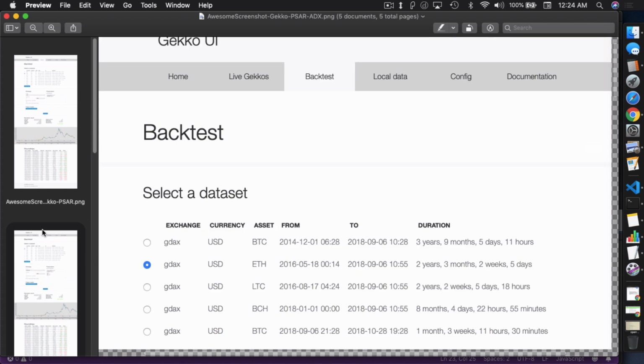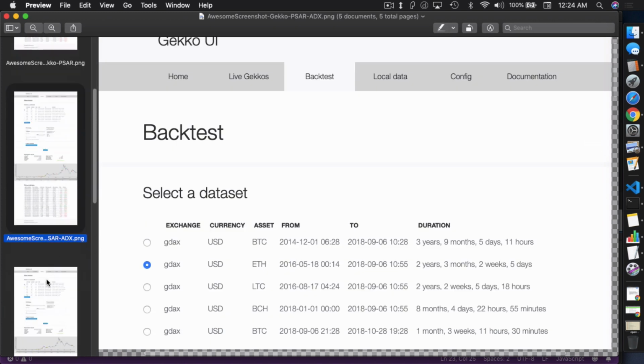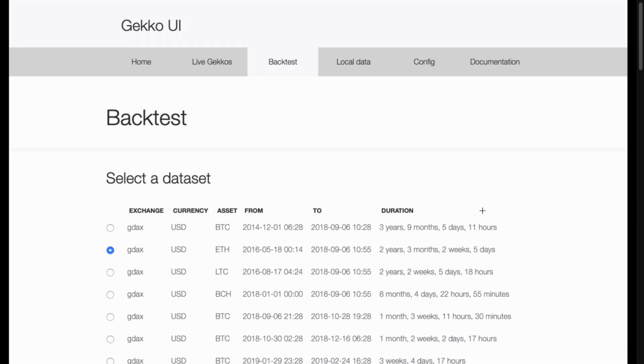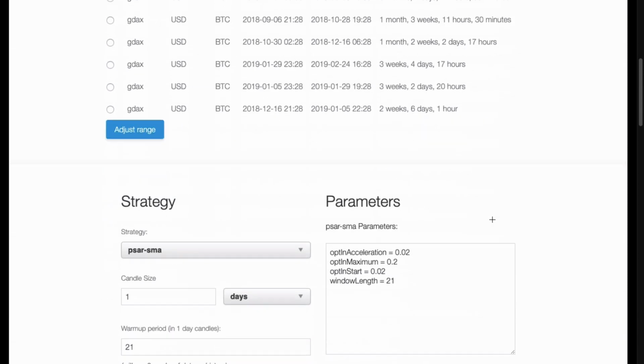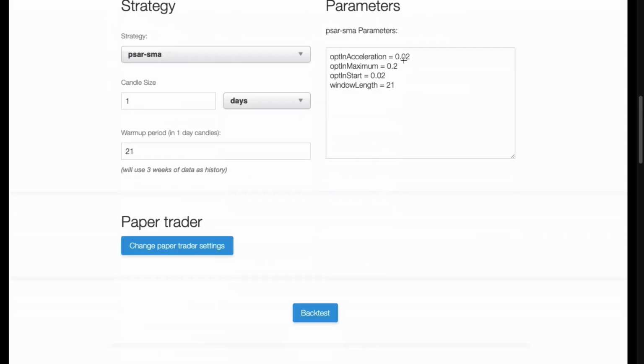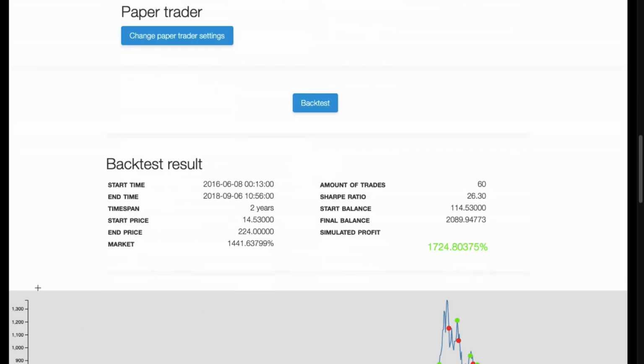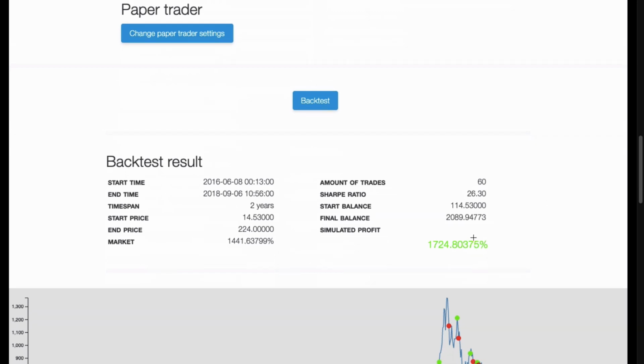So let me go to the strategy right here. So this is the ADX. I actually have both. This is the SMA right here, the SMA version that I modified, and the backtest here shows you that I ran it on a 21-day window length for the SMA. The results are better. For some reason, I guess because of the duration change, the market was only 1,441% gains, but with this modification, I'm able to get this PSAR plus SMA strategy to outperform the market.